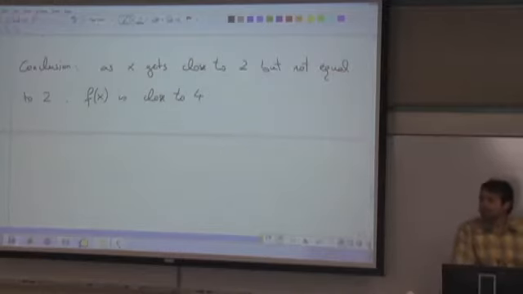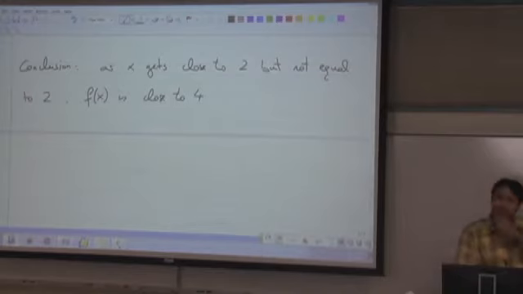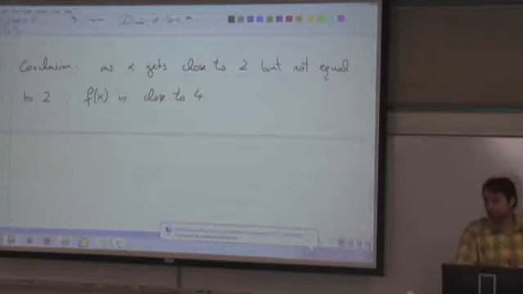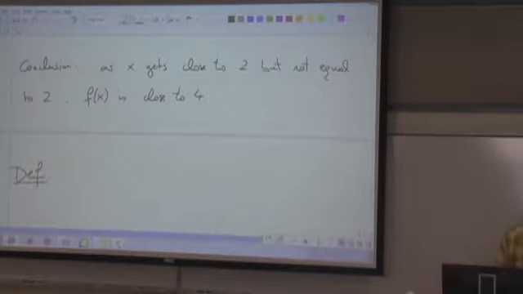This is the notion of a limit, and it might not be very apparent at this point why we are concerned with x getting close to a point but not actually equal to the point. But trust me, as we go through this section, you'll find out why we're really interested in this particular definition and not anything else. All right, so this is the definition of a limit, so let's make it a definition.